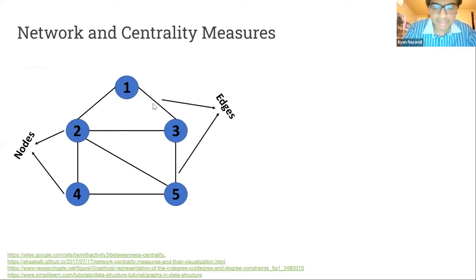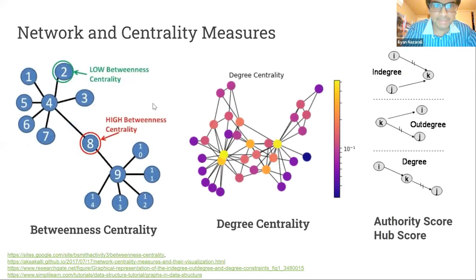And there are also various centrality features of a network which can be used to determine various characteristics of a network. The first centrality feature is betweenness centrality, and this can be used to find the shortest path between two nodes. As you can see here, node number 8 has a high betweenness centrality because it connects many different nodes together, whereas node 2 has a very low betweenness centrality because it does not connect that many nodes together. So betweenness centrality tells you more about what nodes are particular connectors in a network.